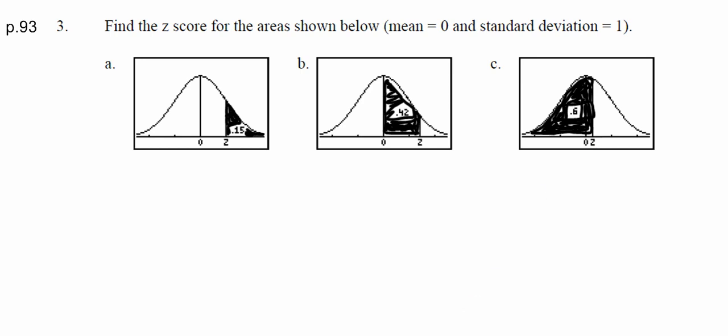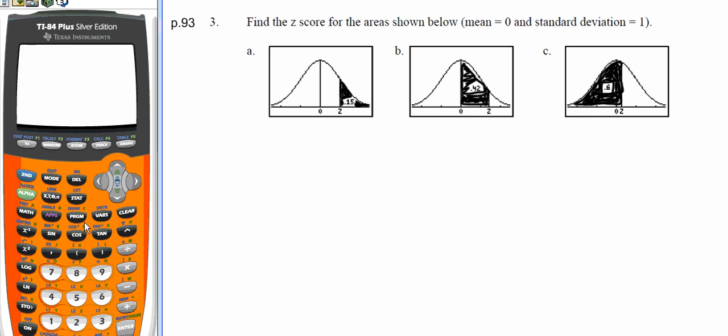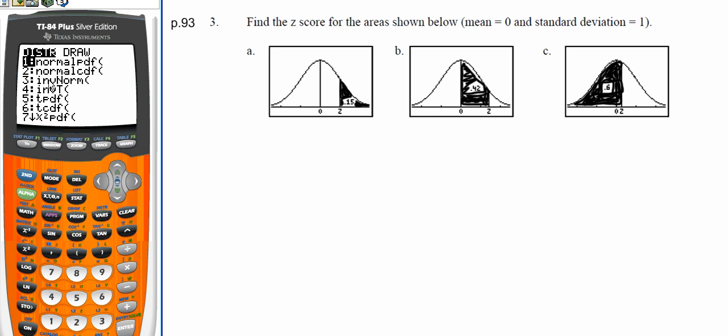Okay, we can find out exactly what this answer will be by using our graphing calculator. So I'm going to go into the distribution menu, press the second key and the variables button. And the command we want in this case is the third command, inverse normal. Because we know an area under the curve, we want to know a value on this scale, in this case a z-score.